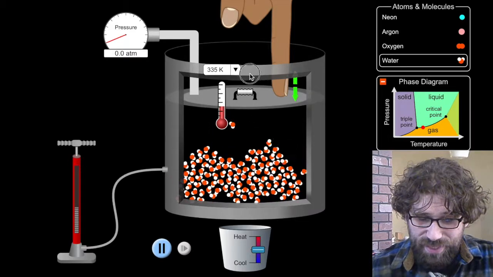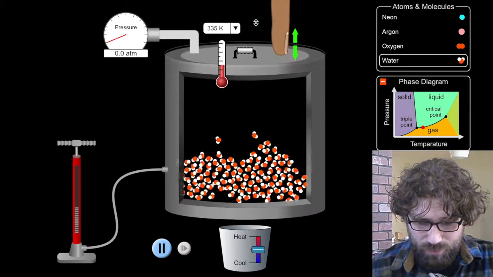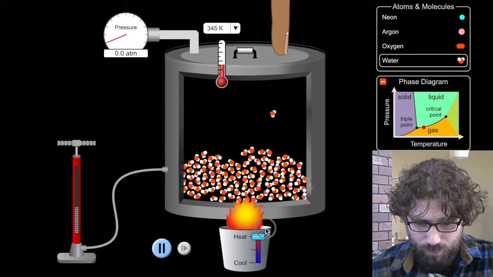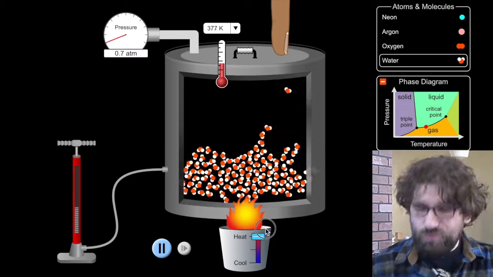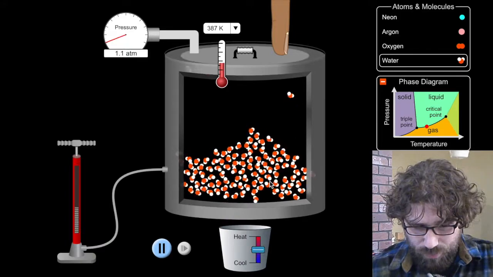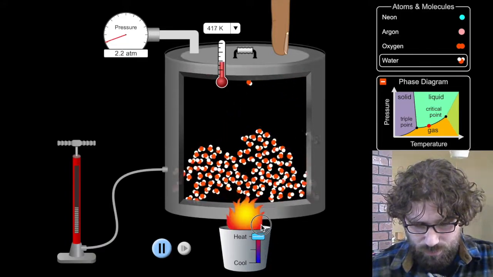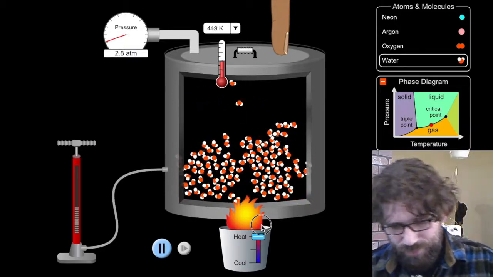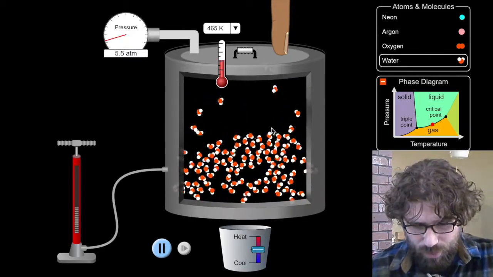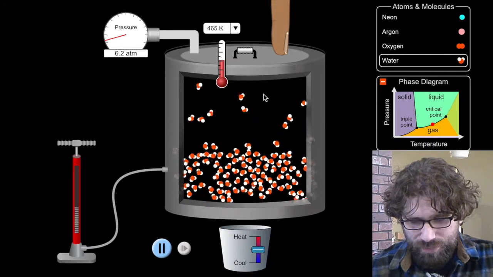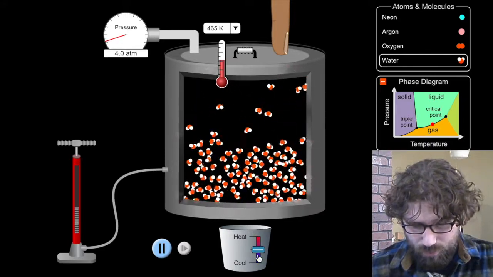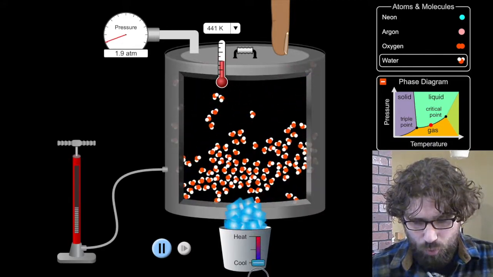If this was the gas phase, let's see if we can make it do that. Let's pump up our temperature. Past 373 should be a gas. So we can see now it's starting to spread upwards. Give it a little more energy. Up, because our pressure is up, that's why. And now they're moving all around the container. Now that's a gas. I could drop my temperature down even more.